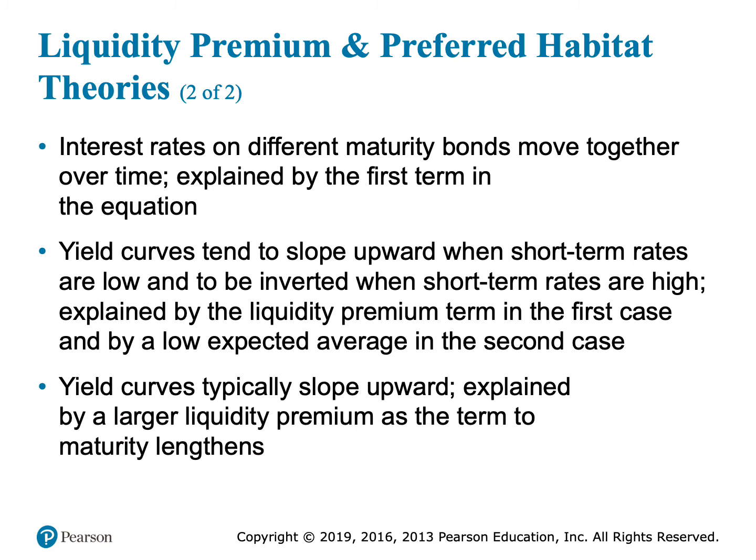Our liquidity premium and preferred habitat theories, well, interest rates on different maturity bonds move together over time, and this is explained by the first term in the equation, that first term being equivalent to our expectations theory, and that explains our fact number 1. Yield curves tend to slope upward when short-term rates are low and tend to be inverted when short-term rates are high. This is explained by the liquidity premium term in the first case as well, and by the low expected average in the second case. Yield curves typically slope upward, explained by a larger liquidity premium as the term to maturity lengthens.